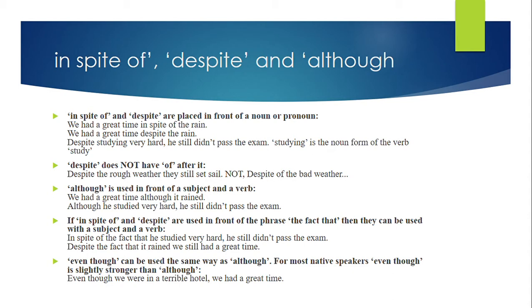Although is used in front of a subject and a verb. We had a great time although it rained. Or you can say, although he studied very hard, he still didn't pass the exam. If in spite of and despite are used in front of the phrase the fact that, then they can be used with a subject and a verb. For example, in spite of the fact that he studied very hard, he still didn't pass the exam. Despite the fact that it rained, we still had a great time.